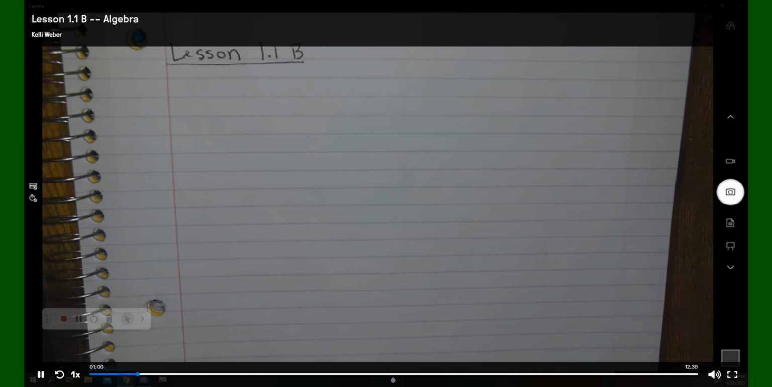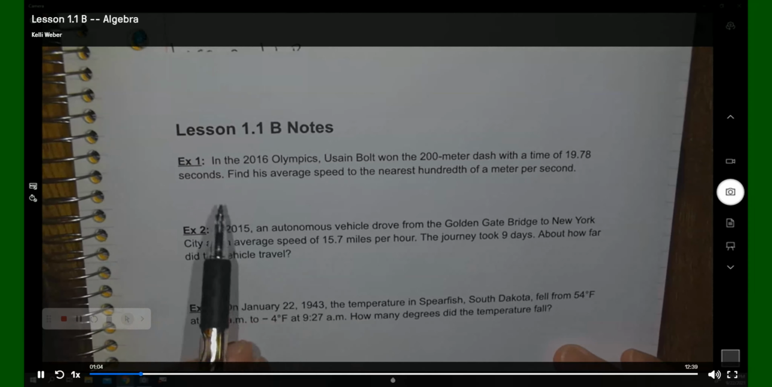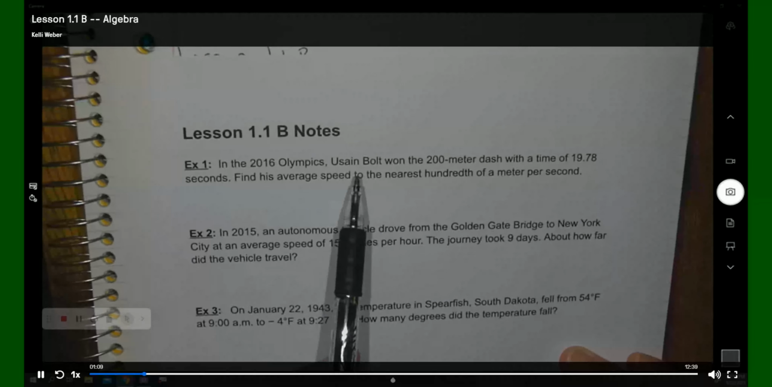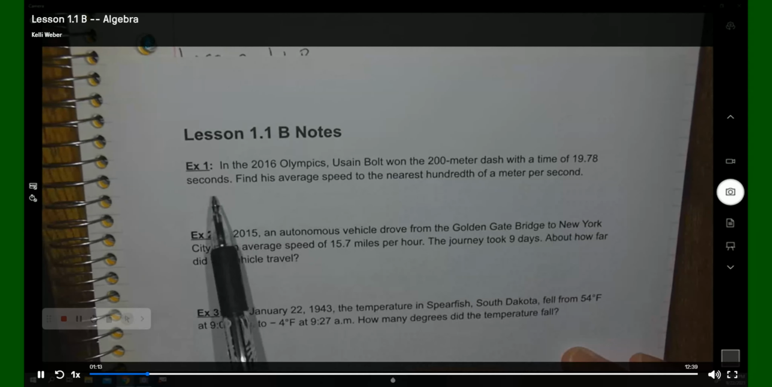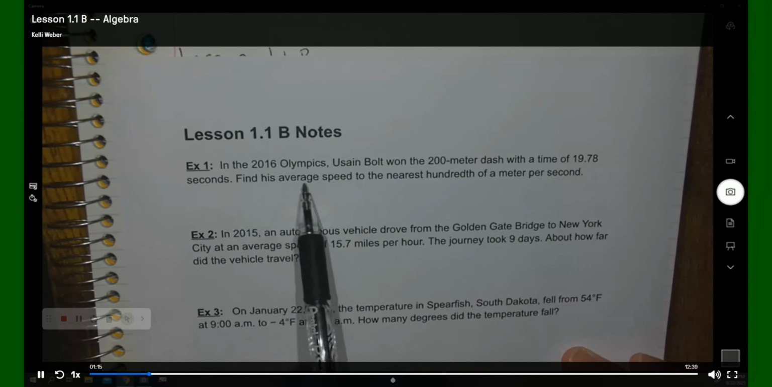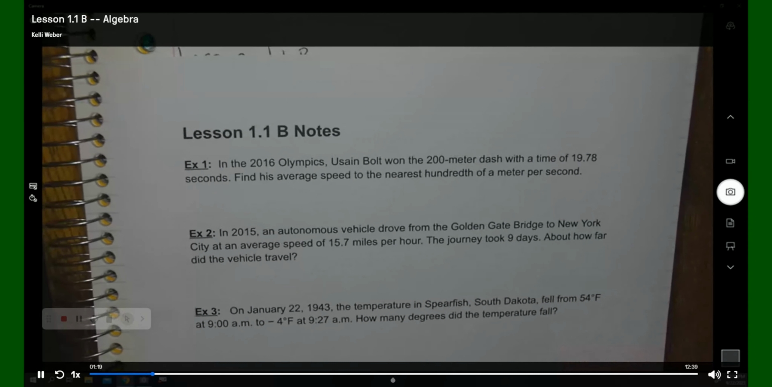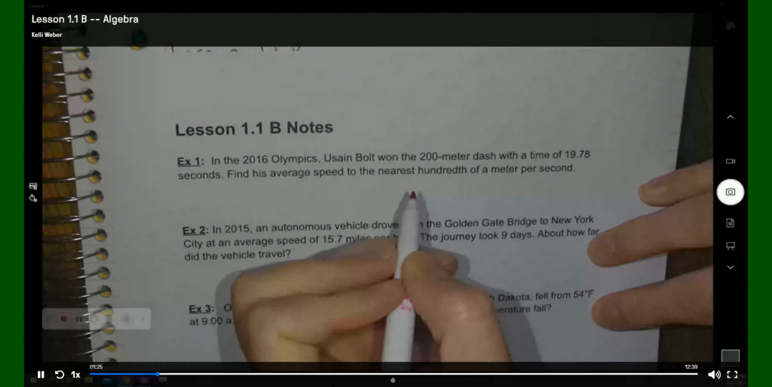So as we're going through example 1, in the 2016 Olympics, Usain Bolt won the 200-meter dash with a time of 19.78 seconds. Find his average speed to the nearest hundredth of a meter per second. So a couple things we want to look for. Some important pieces of information.